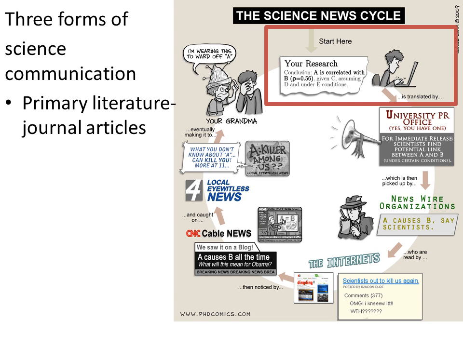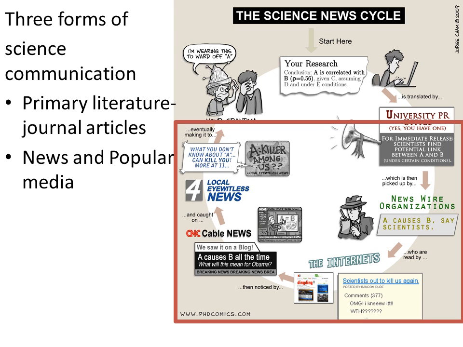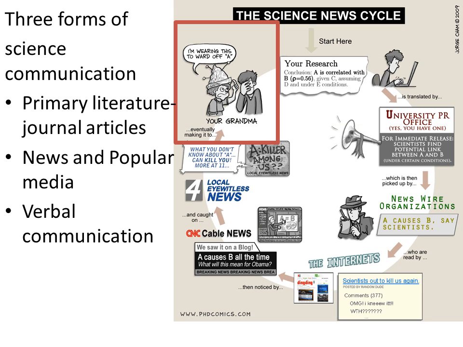The first form is primary literature. This is used by scientists to report their results. It's a form of communication that is closest to the source of information. Next, there's news and popular media, a form of communication that is a bridge between researchers and the public. This relies on the journalist's ability to correctly interpret and understand original content. Verbal communication is a form that is used by scientists, reporters, and laypersons to convey information derived from primary literature.